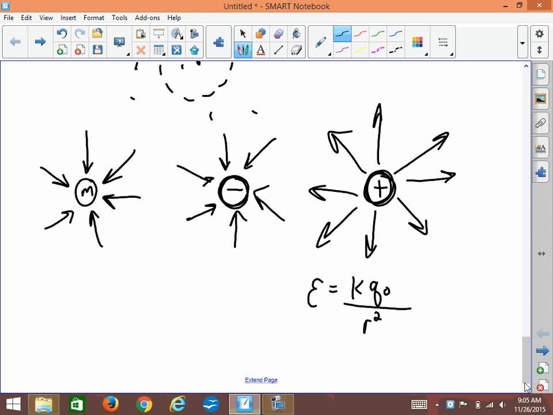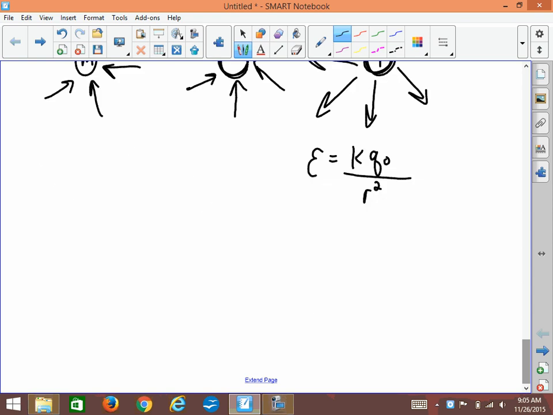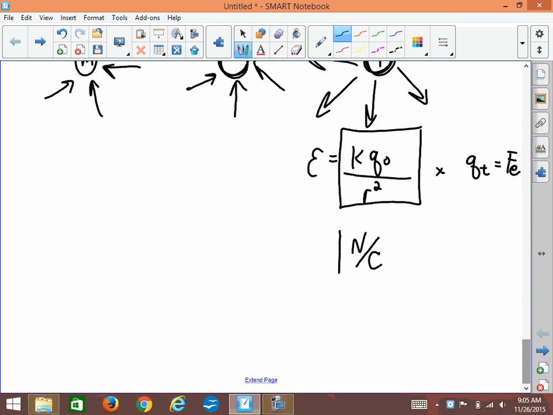Now, the unit for this, if you look at this formula that I just drew, if I multiply it by the other charge, the charge of the test charge, then I get back to force again. That would end up giving me the force equation right back again, wouldn't it? So this part right here is measured in newtons divided by charge, right? So newtons per coulomb. So electric field strength is in newtons per coulomb.